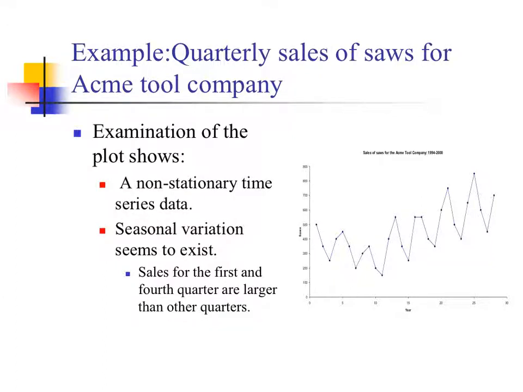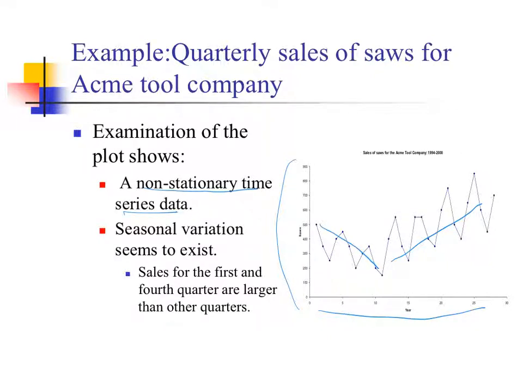Here is an example. This is Acme Tool Company's sales. Let's first check the graph of the sales. Here is the year and here is the sales. What we observe in the data is that there is first a downward trend in the sales, and then after 10 years you see an upward trend. So this is a non-stationary time series because there is a trend in the data.